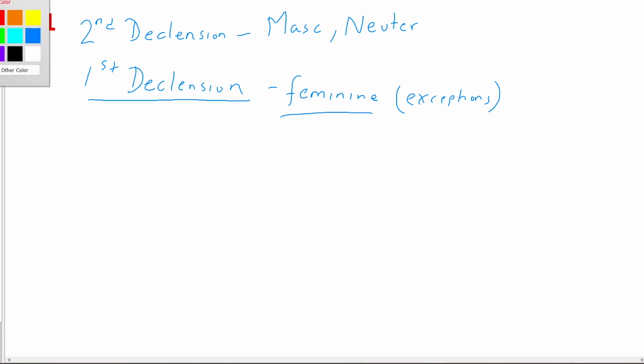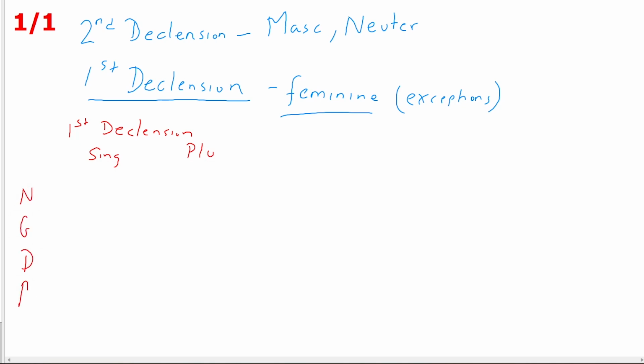Now quickly let us revise the endings. Let us take the word corona, then genitive would be coronae, dative coronae, accusative singular coronam, and ablative singular would be corona.